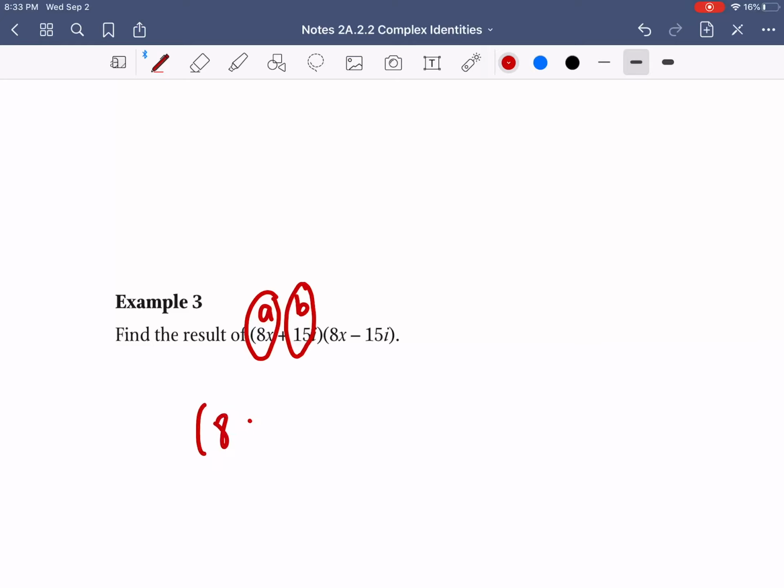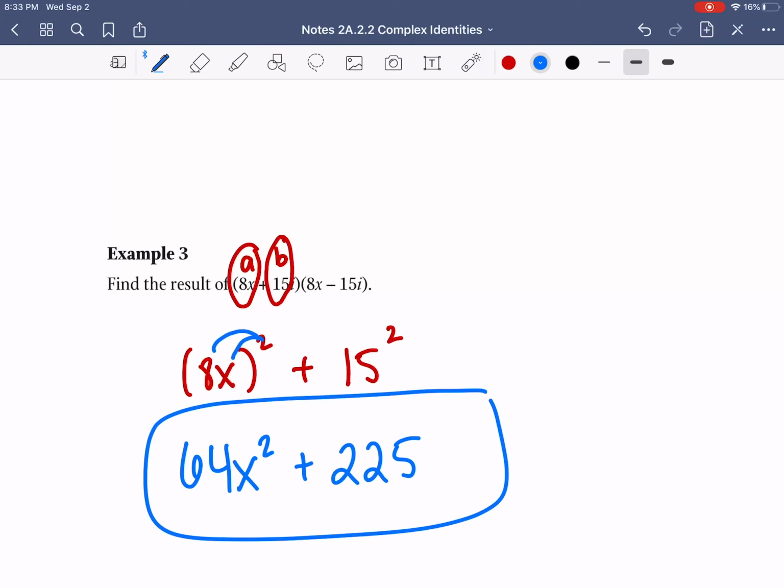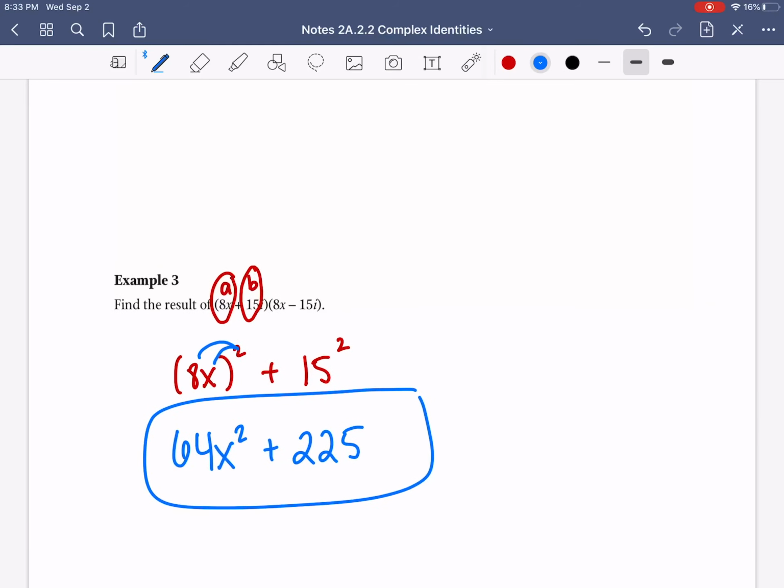So you're going to square A, which is 8x. You're going to square B, which is 15, and then you're going to add them together. So I put the 8x squared in parentheses to remind you that you have to distribute it. When you square something, you multiply by itself. So 8x times 8x is 64x squared. And then 15 times 15 is 225. You can't combine those together. One has a variable, and the other one is a constant.